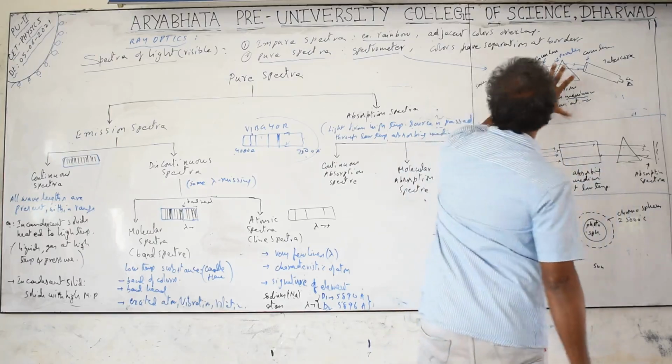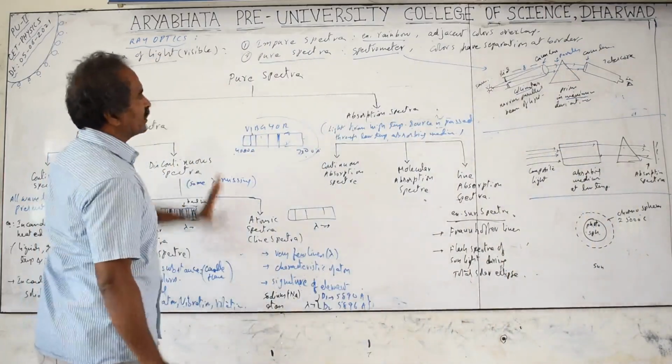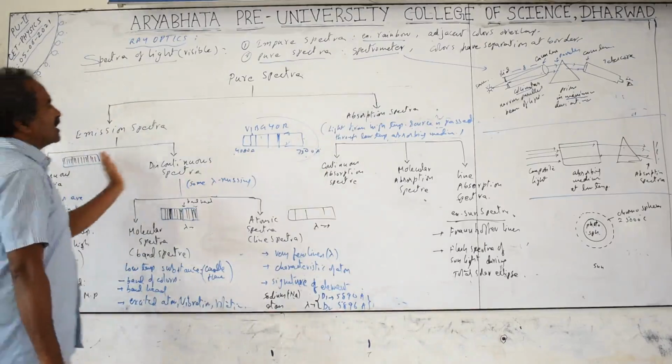So we are getting the pure spectra for this. Pure spectra example is the spectrometers. Next, in the pure spectra only we are going to discuss now. In this pure spectra again we are going to discuss the two types: emission spectra and absorption spectra.